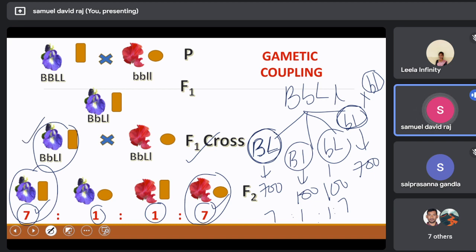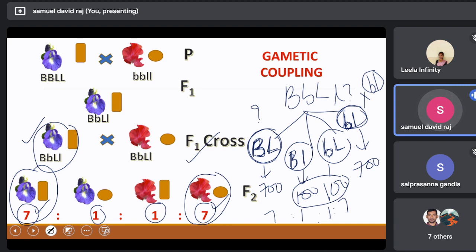So what these two scientists are saying by this experiment is that during the formation of gametes from the heterozygote of the F1 generation, the gametes with parental combinations of genes are produced in more number, whereas the gametes with new combinations, blue with round, red with long, are produced in less number. Why is this so? This phenomenon is called by them coupling.